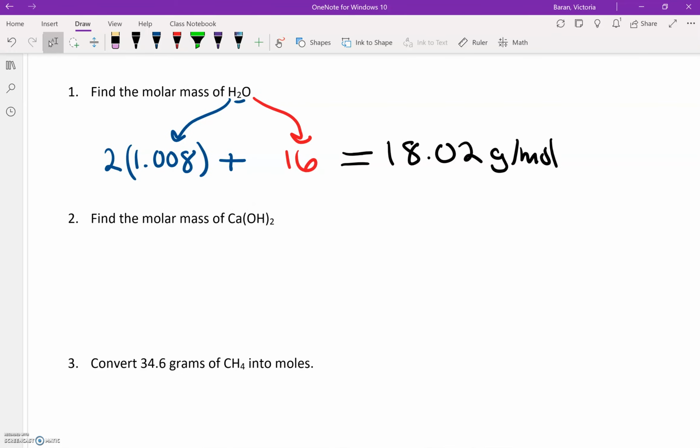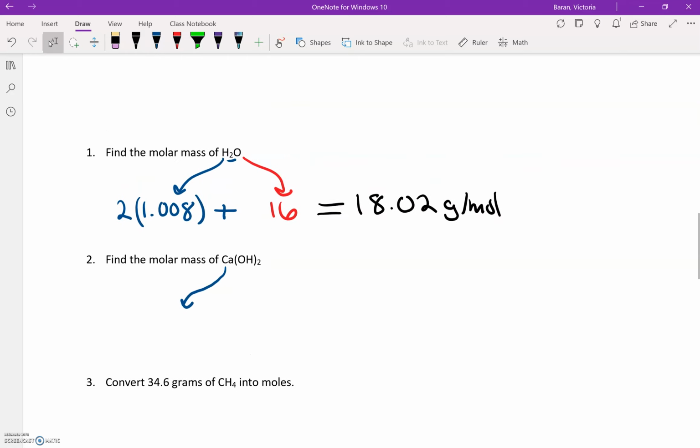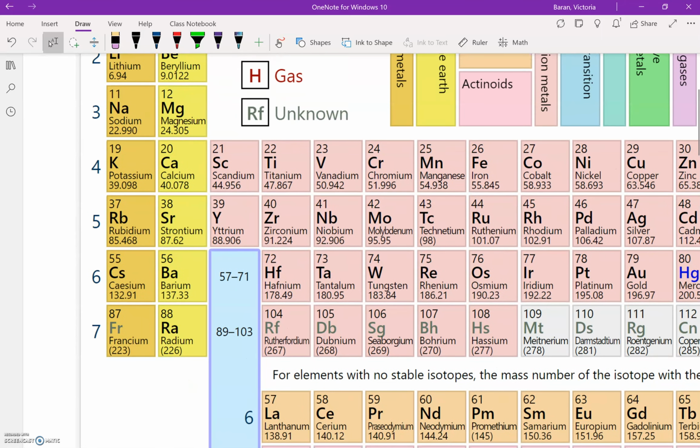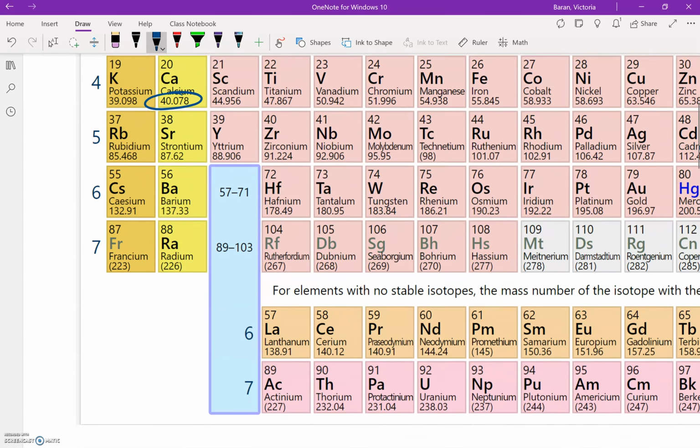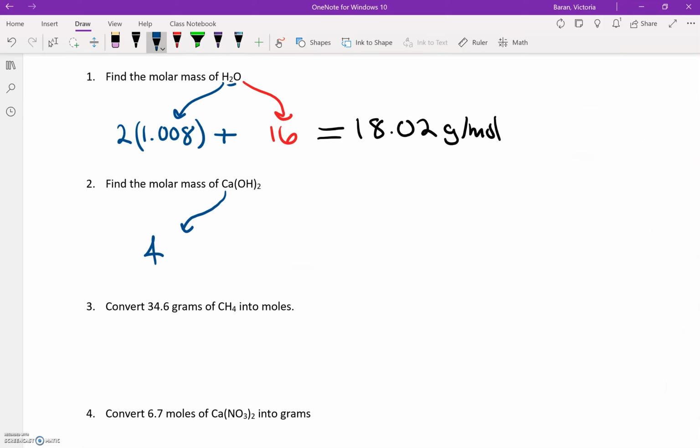Now let's do a little bit more complicated of a formula. So find the molar mass of CaOH2. So again, we're just going to go in order left to right for each element. So I'm going to start with Ca, which is calcium. And I'm going to find that on the periodic table. So here's calcium. So 40.078. And I'm going to write that down. 40.078. And notice there is just one calcium. So I don't have to multiply that by anything.